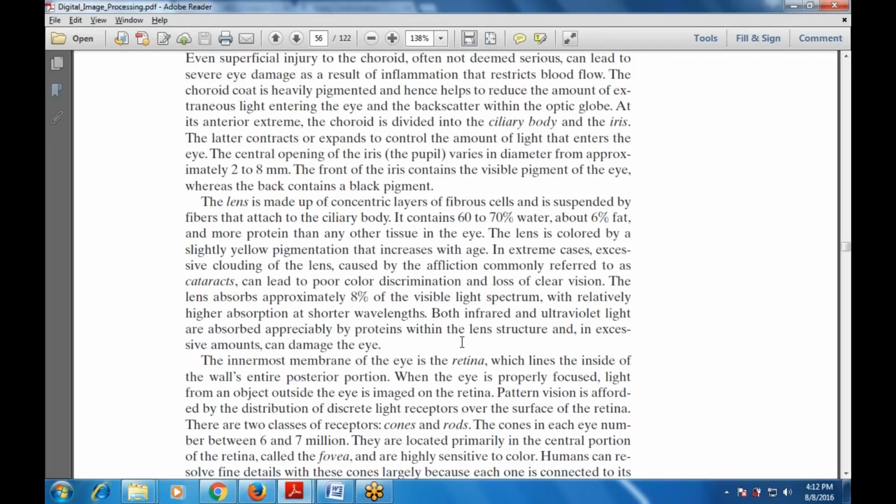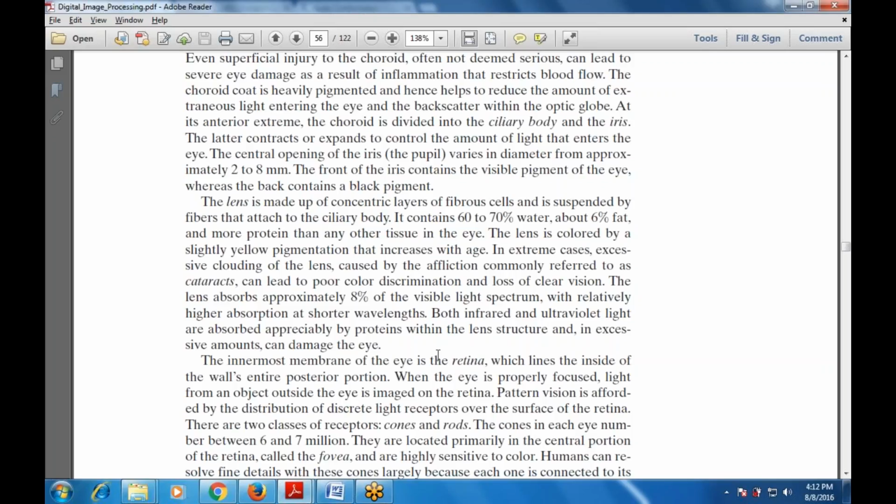The lens absorbs approximately 8% of the visible light spectrum with relatively higher absorption at the shorter wavelengths, and both infrared and ultraviolet light are absorbed by the proteins within the lens structure and in excessive amounts can damage the eye. So if more infrared and ultraviolet rays are absorbed by the proteins within the lens structure, that can damage the eye.